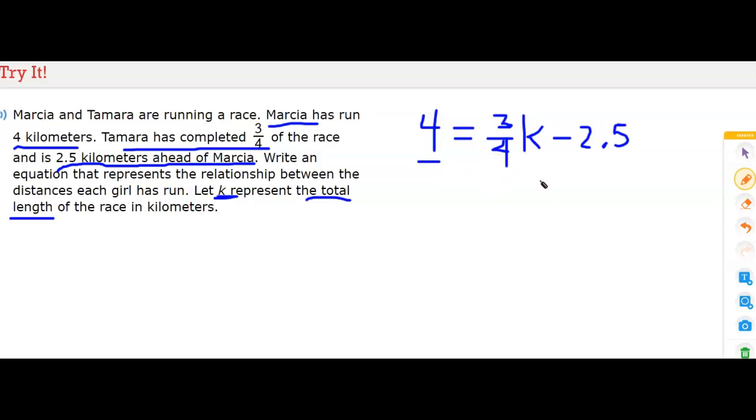So this would be a sample equation that we could have. You could have written this in a different way, and we can discuss that in class. But this is an equation that you can use to solve this problem. Again, we're not asked to solve this problem, just to write an equation that represents the relationship between the girls' distance.